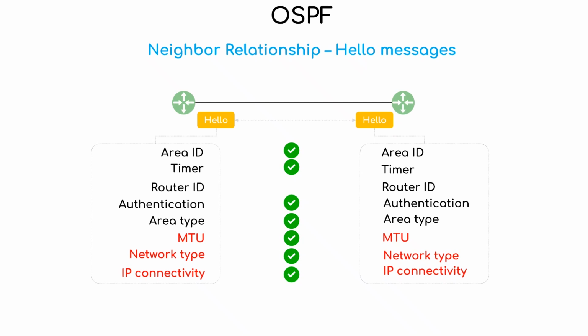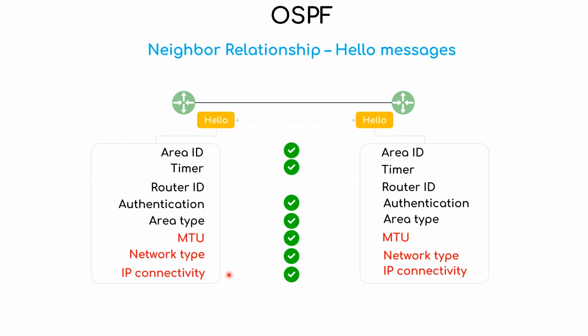To become neighbors, routers use hello messages to exchange some parameters, and they must match each other. For example, the hello includes area ID, timers, router ID, authentication, area type, MTU, network type, and IP connectivity. The router ID between routers must be different, it cannot overlap, and the others must match. If one parameter doesn't match, the neighbor process cannot be established.